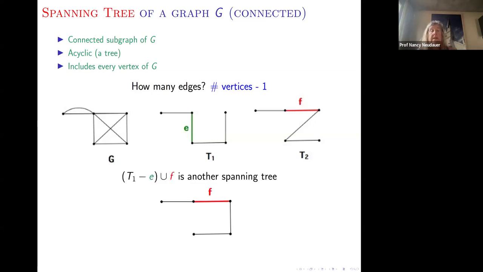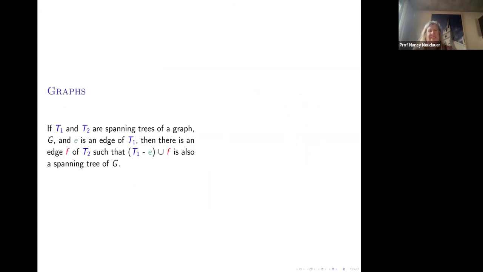But notice that tree 1 minus E, so this is like set minus, but I'm not writing all the set brackets because it gets messy, and this is how we typically write it, union with F is another spanning tree. So I can write this a little more mathematically or formally, as I might tell my students. If I have a graph and T1 and T2 are spanning trees, E is any edge of T1, then there exists some edge F of T2 so that I get this other spanning tree.